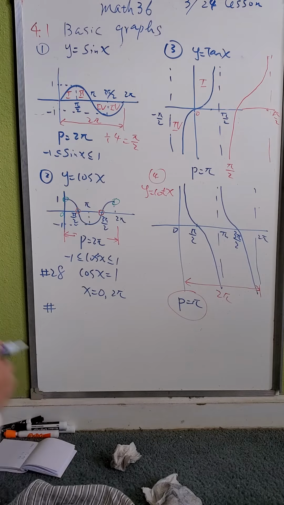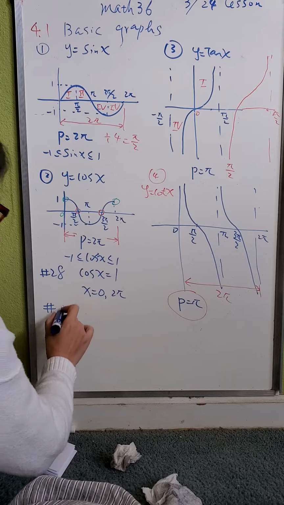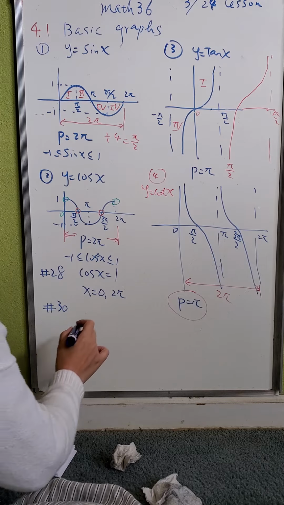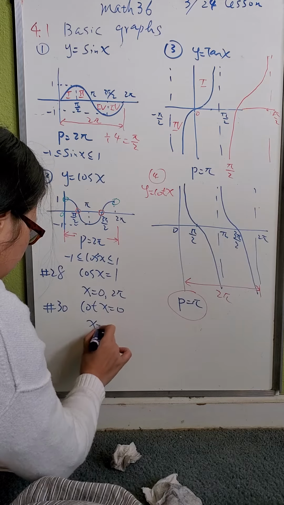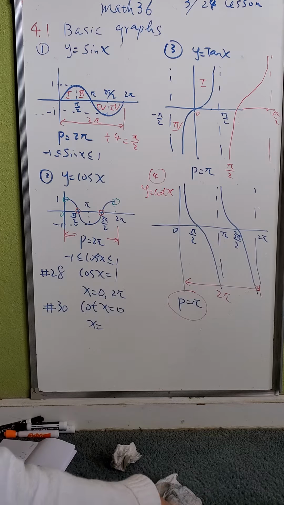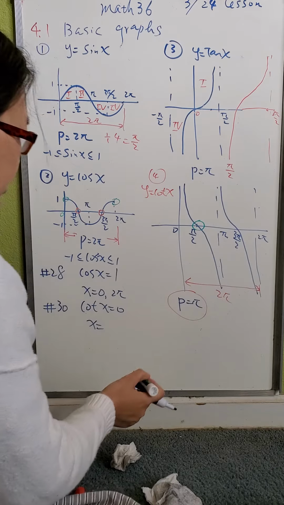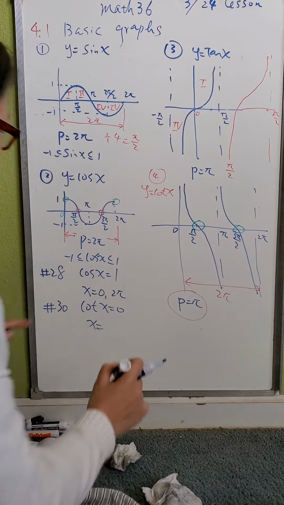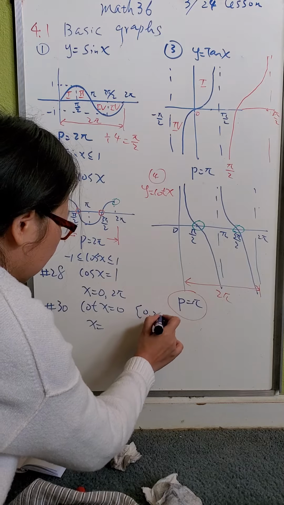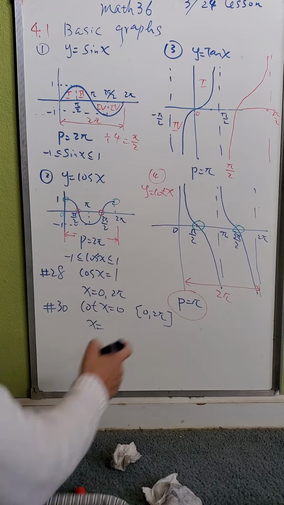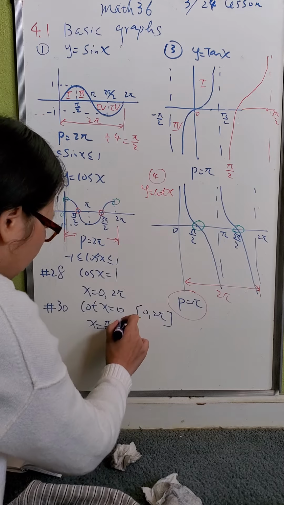And so let's try one more. Okay, let's try number 30. They said cotangent x equals 0, and x equal to what? Well, cotangent x equals 0 right here, right here. They want the answer, again, between 0 to 2 pi. So that's pi over 2, and then what? 3 pi over 2.